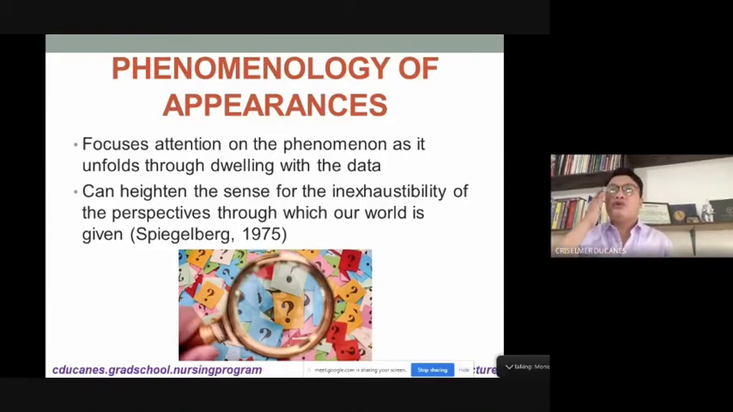Okay? So when you are a phenomenologist or a qualitative researcher, you must be open, okay, to a lot of possibilities. Okay? Do not limit your thinking to just one perspective. Okay? You look. When you read the transcript, you look for different angles, you look for possibilities, you look for different interpretations of the data that you have. Okay? So that's phenomenology of appearance. You look into how the data appears itself. Okay?